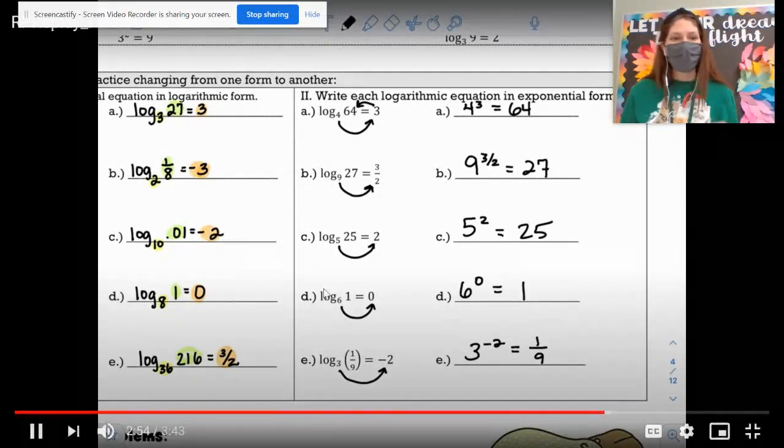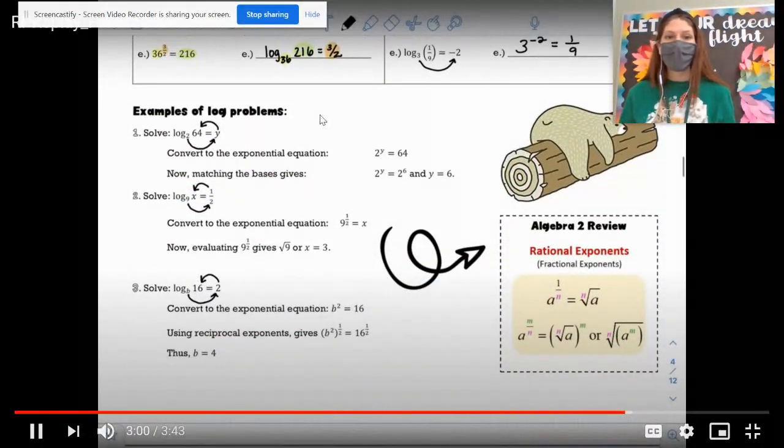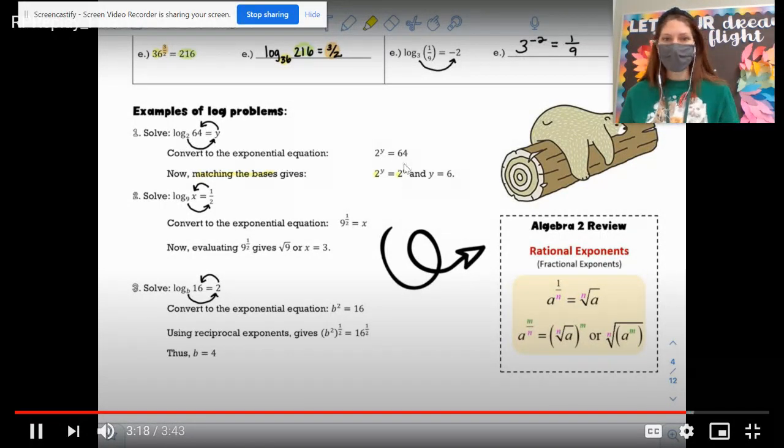Now down below, there are 3 different locations that you could be solving for. You could be solving for the base, you could be solving for the exponent, or you could be solving for the number. These 3 problems kind of detail those 3 different scenarios. For example, in number 1, first thing I do is switch to exponential form. So 2 to the y power equals 64.